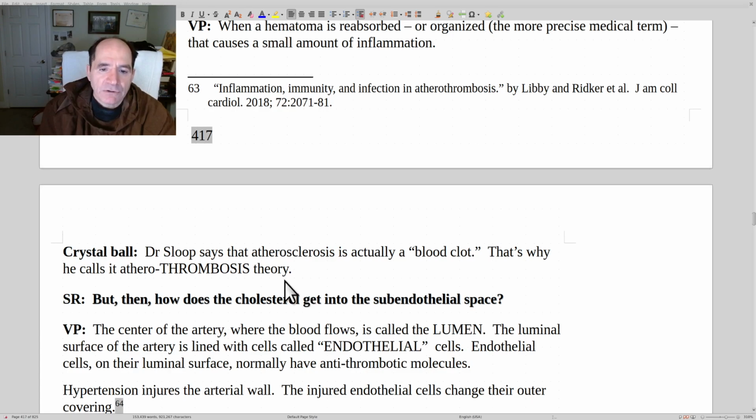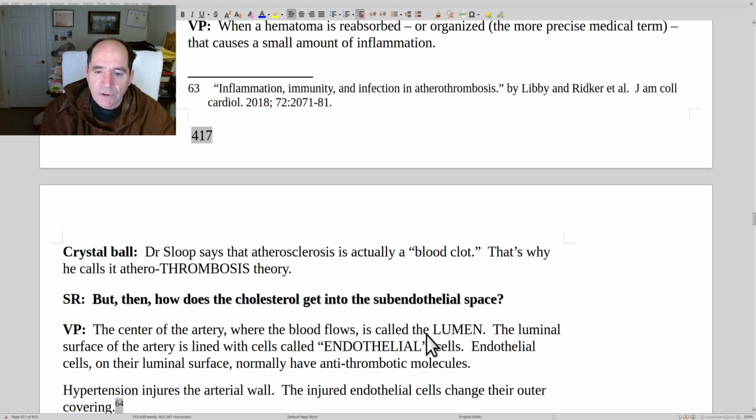Dr. Sloop says atherosclerosis is just a blood clot. That's important to know. That's why it's called atherothrombosis. And I can tell you, I look at CT angiograms all the time. Atherosclerosis, mural thrombus, what's the difference? You can't tell them apart. It's because they're the same thing. How does the cholesterol get into the subendothelial space?